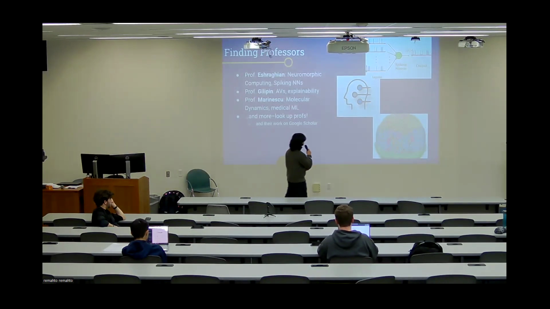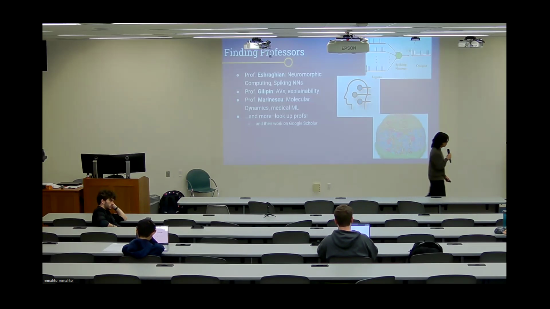So Professor Ashragian specializes in neuromorphic computing and hardware, which entails working with spiking neural networks. I'm sure Dylan can tell you more about that. Professor Gilpin does a lot of things, but some of her main projects here are autonomous vehicles and explainable AI in general.